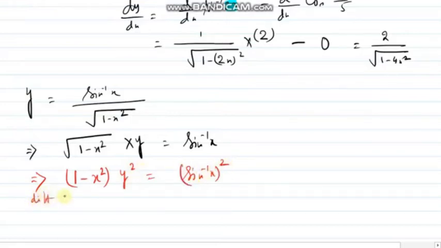Now if I differentiate with respect to x, what is going to happen? Just check.